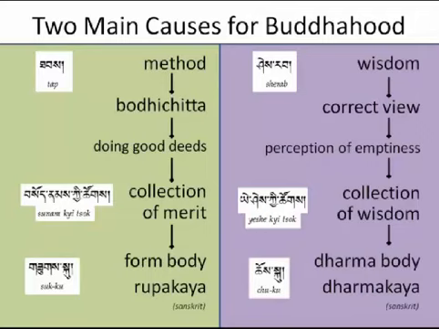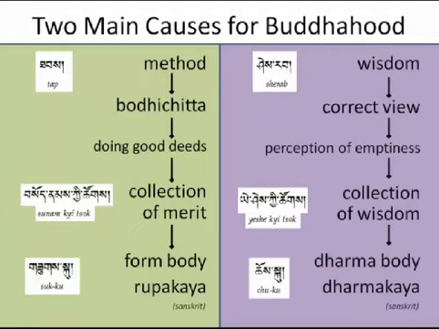So most of your homework is going to be answered with this slide. We've got the two principal causes of Buddhahood being method and wisdom, and the two bodies of a Buddha, which is what you end up with when you become a Buddha. You have two bodies, the form body and the Dharma body. Those are respectively resulting from the collection of merit and the collection of wisdom. The two principal paths that make up the two main causes are bodhicitta for method and correct view for wisdom.